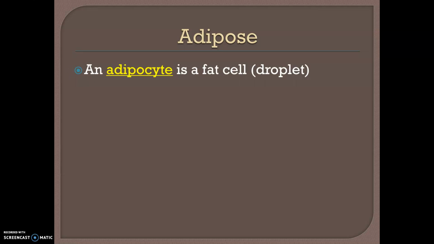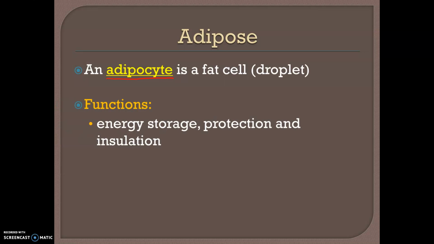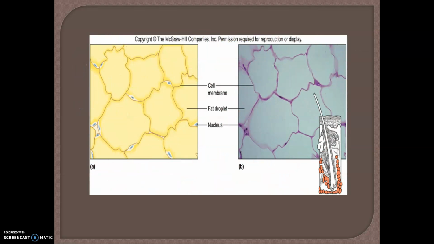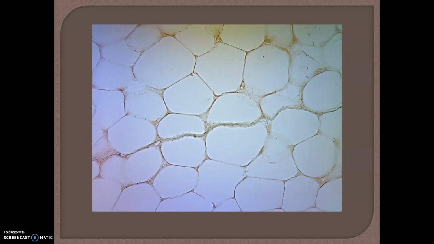Adipose tissue: an adipocyte is a fat cell or droplet. The functions are to store energy, help with protection, and insulation. Adipocytes are kind of a clear tissue, and they have a very, very small nucleus that you can see here, and there's another one over here. It looks pretty empty inside, but that is what our adipocyte is going to look like. And here's a microscope view of that one.